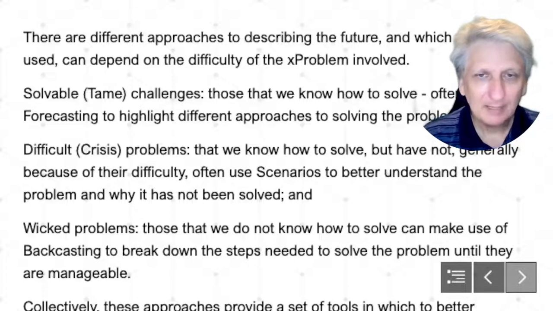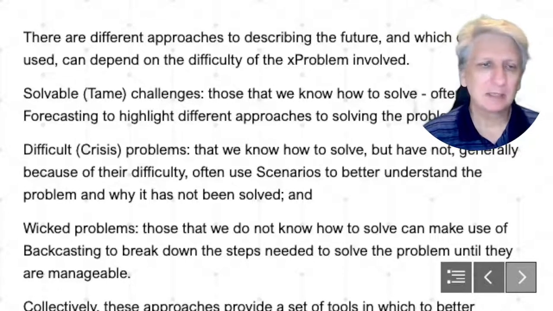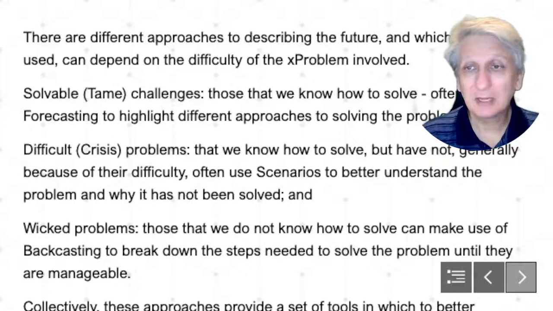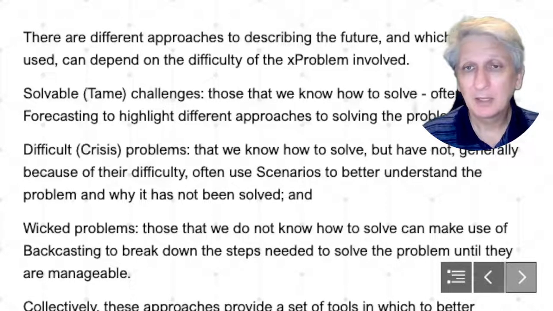But then we have wicked problems. Now these are problems that we don't know how to solve. And sometimes we don't even know how to start solving them. Really complex, difficult issues. Now some of the ones that exist in education are around achievement gaps. Why do some students achieve in school and others don't?